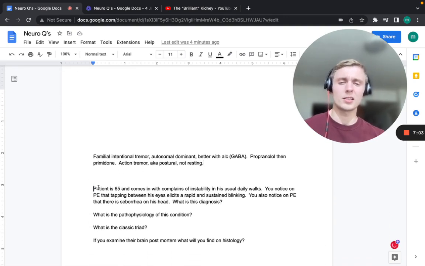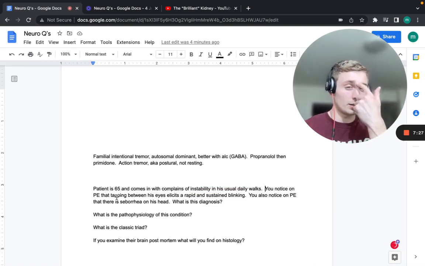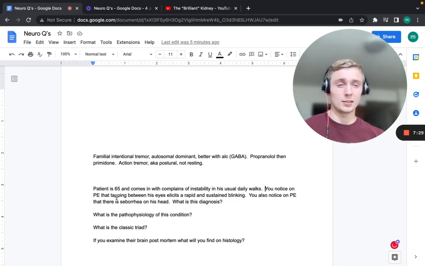So next patient is 65. He comes in with complaints of instability in his usual daily walks. You notice on physical exam, tapping between his eyes elicits a rapid and sustained blinking. You also notice on physical exam there's seborrhea on his head. What's the diagnosis? So he's having some instability in his usual daily walks that he didn't used to have. When you tap in between his eyes right here, he has rapid and sustained blinking. You also notice there's seborrhea.